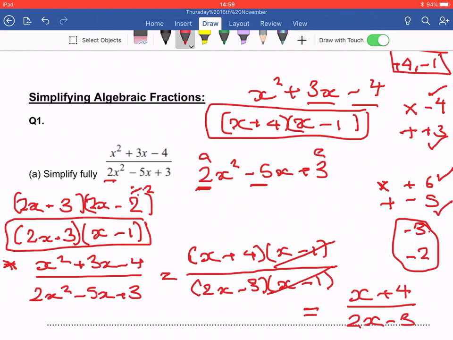Should we talk just a super tiny bit about how you get your marks for this one? You get 1 mark for factorizing the first one. Another mark for factorizing the second one, the denominator. And the last mark, the accuracy mark, you're going to get for the final answer.